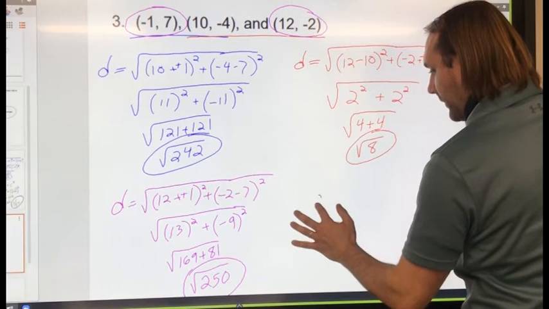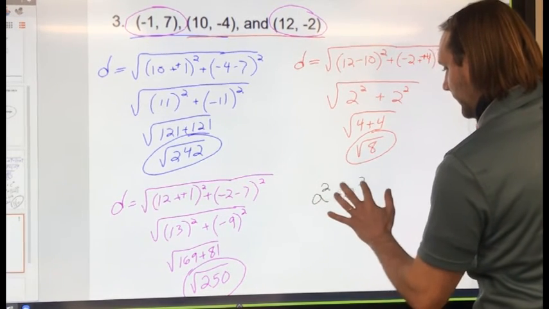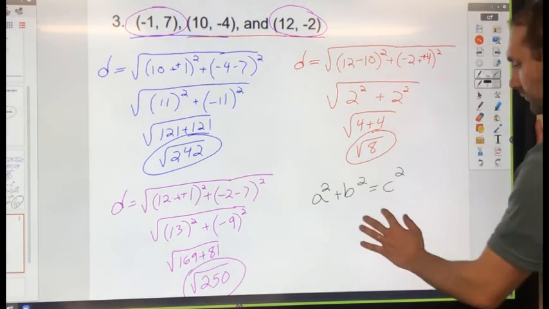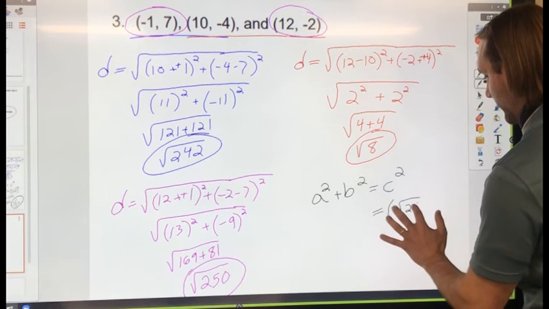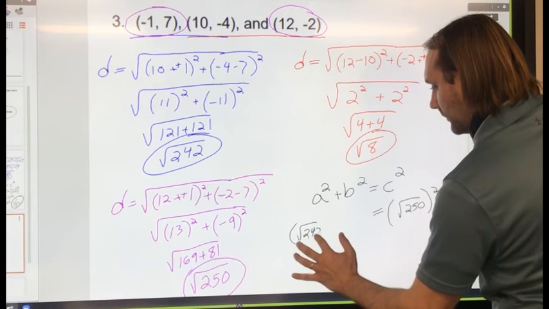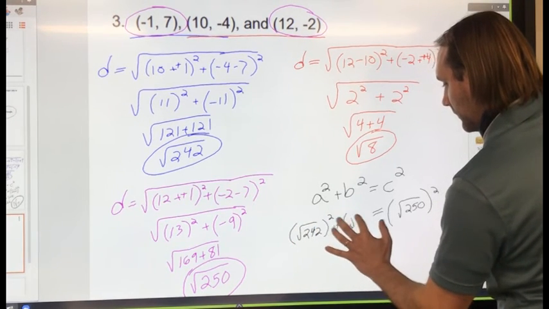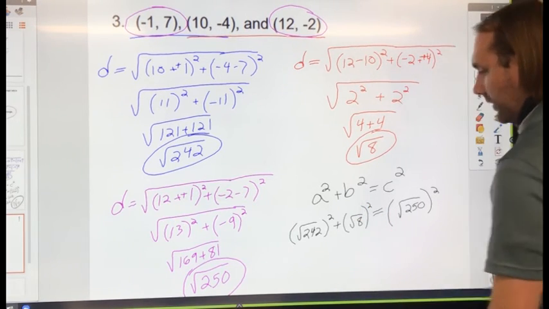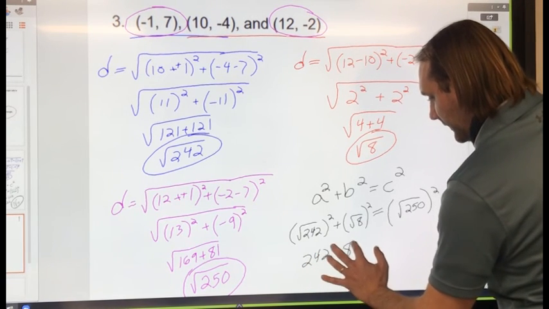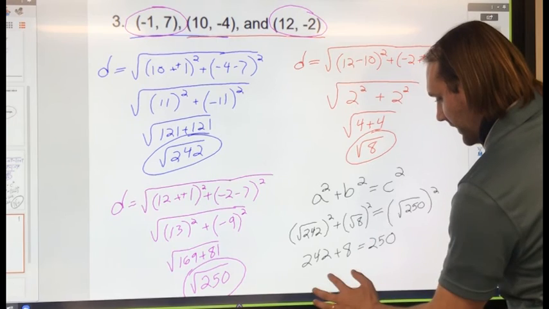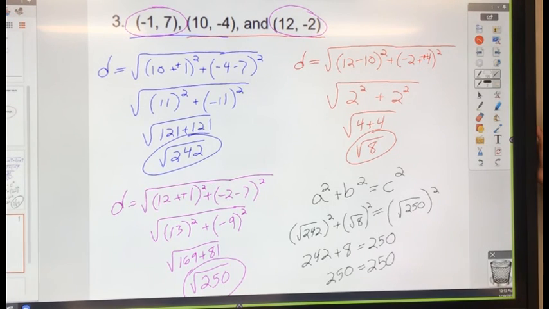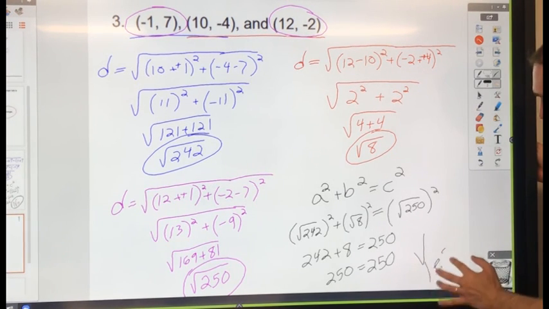Now we're going to use the Pythagorean theorem. So a squared plus b squared equals c squared. Which of these values is my c, my hypotenuse? 250. Very good. Square root of 250 is my c. So plug in the other ones. The square cancels with the root, so I just get 242 plus 8 equals 250. Doing the math, I get 250 equals 250, which means yes, it is a right triangle.